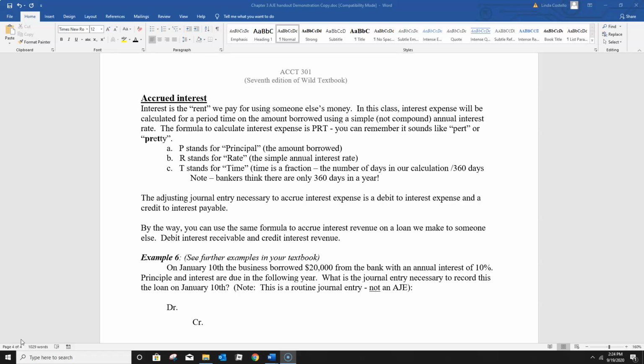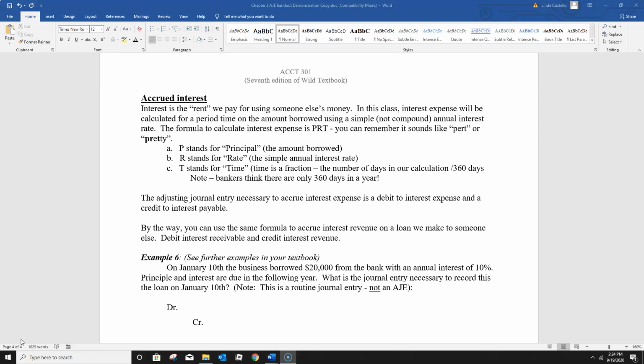The formula to calculate interest expense is PRT. I like to remember that because it sounds like pretty, where P stands for principal, and principal is the amount borrowed. R stands for rate, and that's the simple annual interest rate. And T stands for time. Time is a fraction, the number of days in our calculation divided by 360 days in a year.